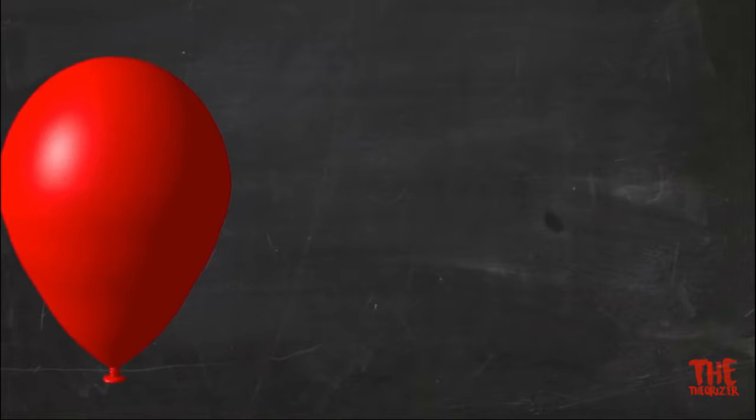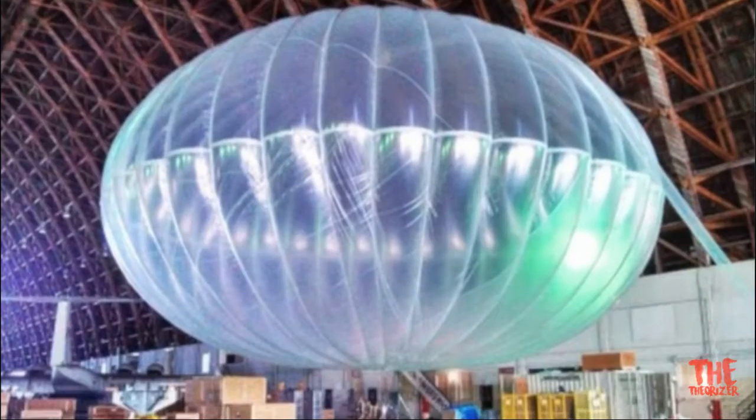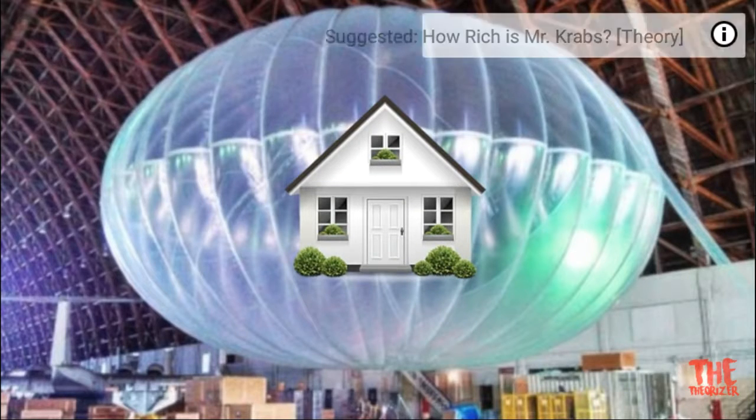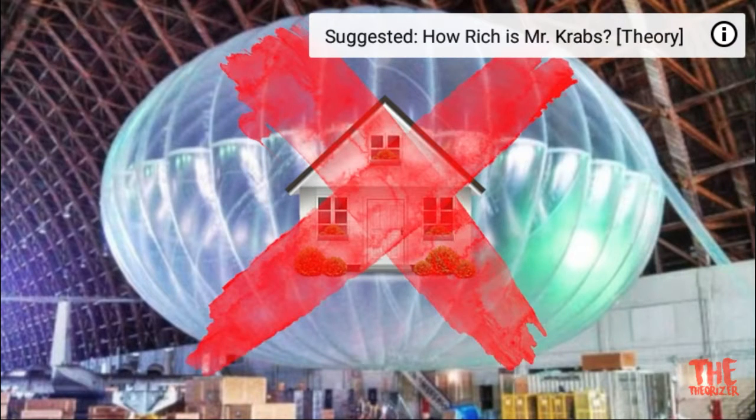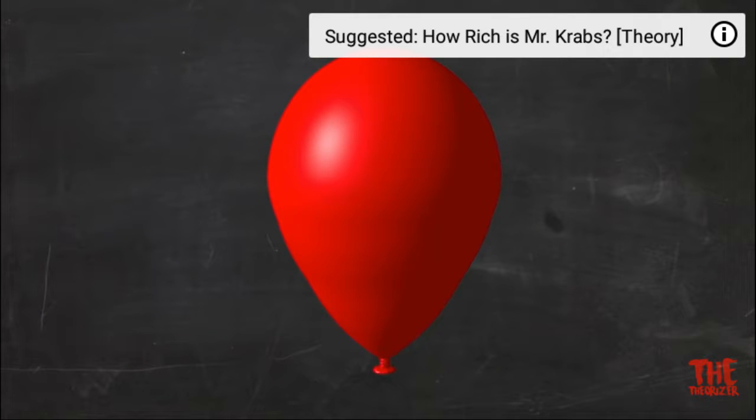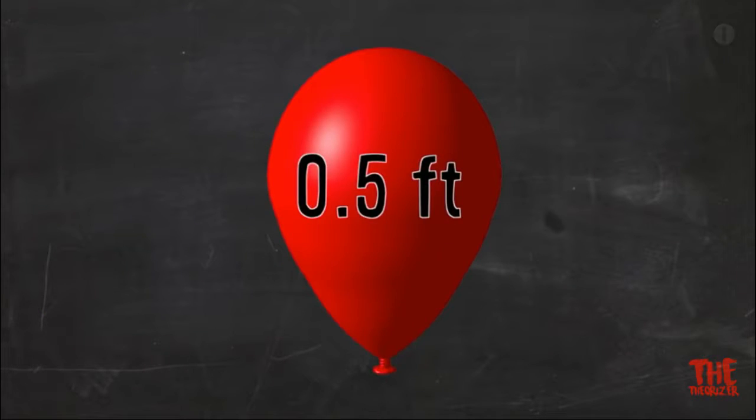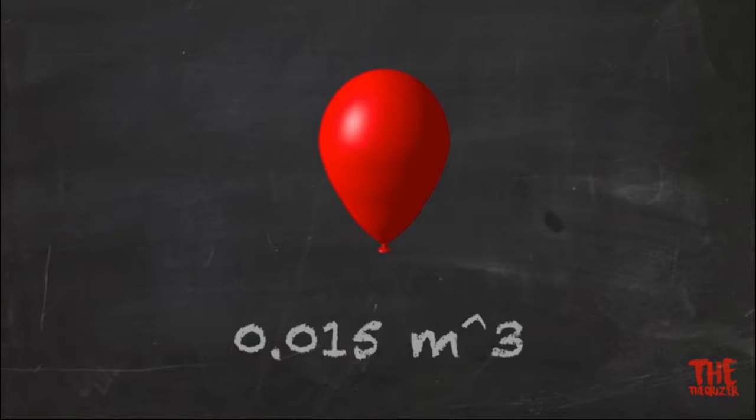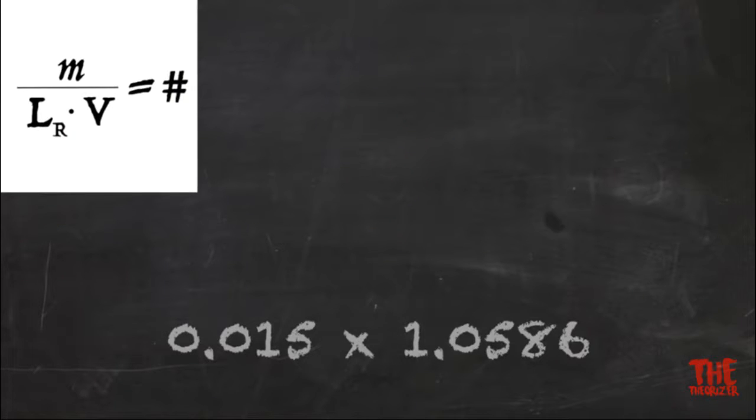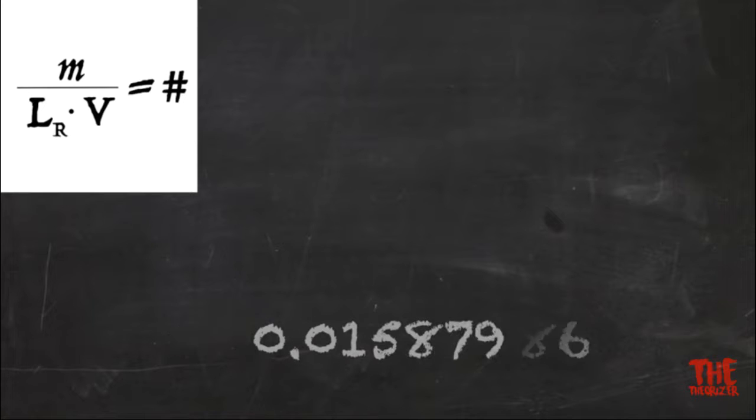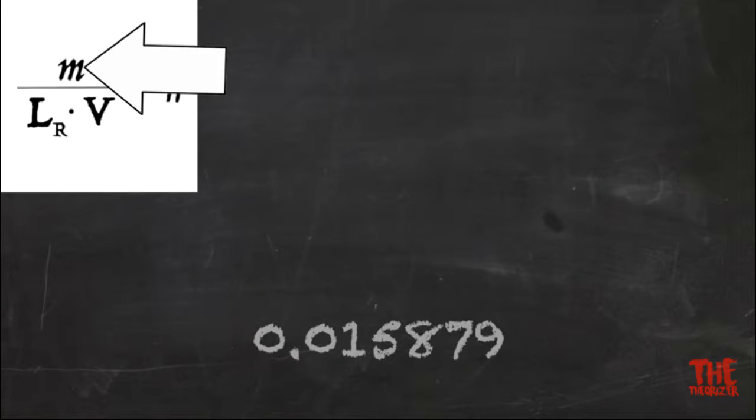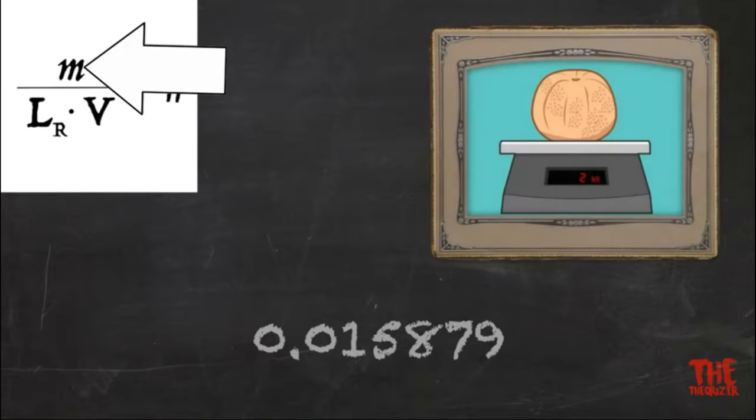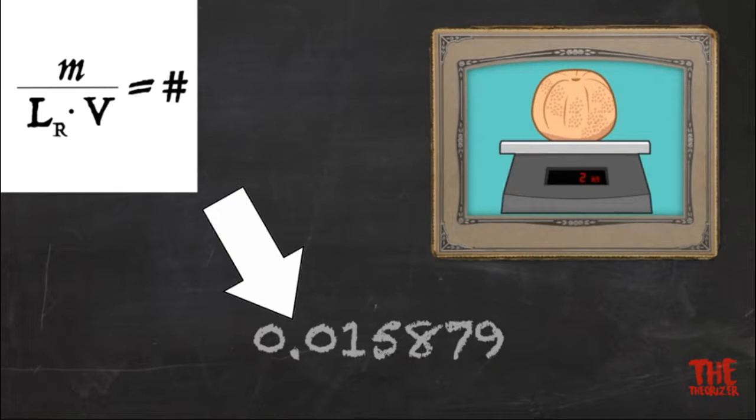Next, we need to know how big each balloon is. I'm not going to assume one giant weather balloon because that would be stupid, I guess. Anyways, average party balloons can be up to 1 foot wide. Dividing by 2 and putting it into the volume of a sphere formula gives us a volume of about 0.015 cubic meters per balloon. If we multiply the bottom of my formula, we can get a very nifty number to make everything quicker. So now all we need to know is how heavy something is, and making sure it's in kilograms, we just divide it by 0.015879.